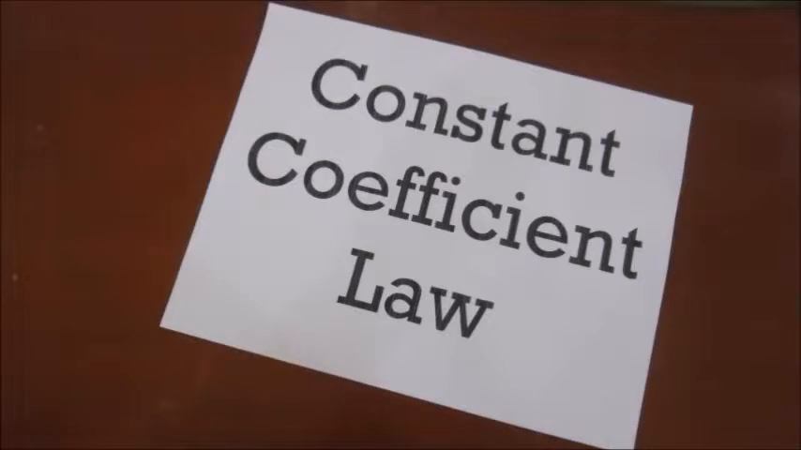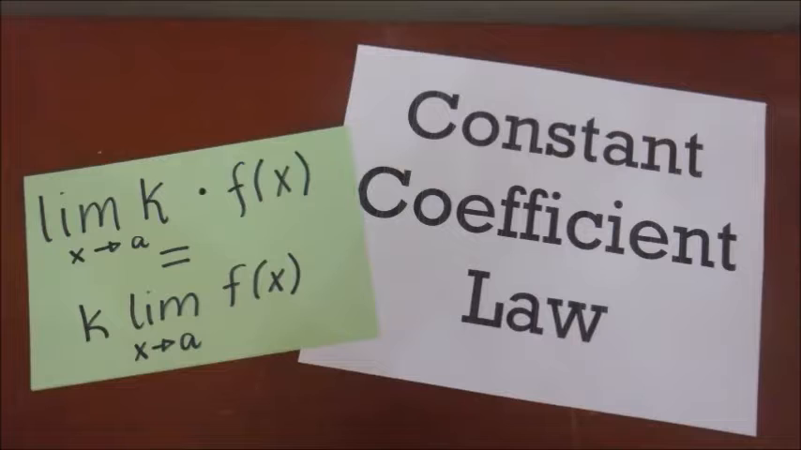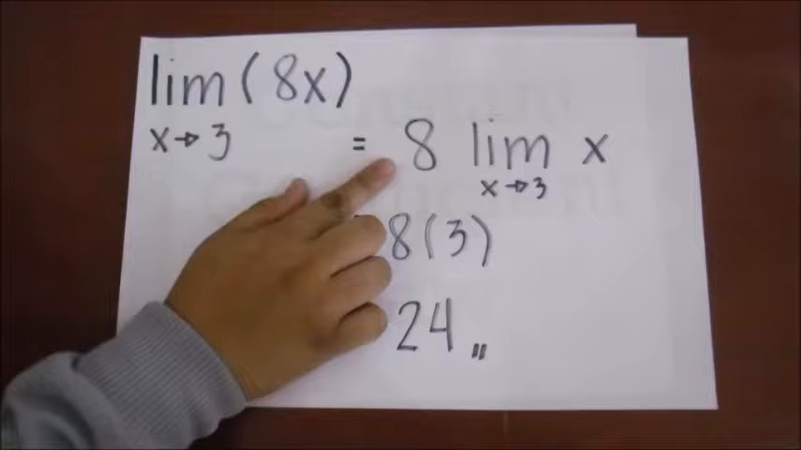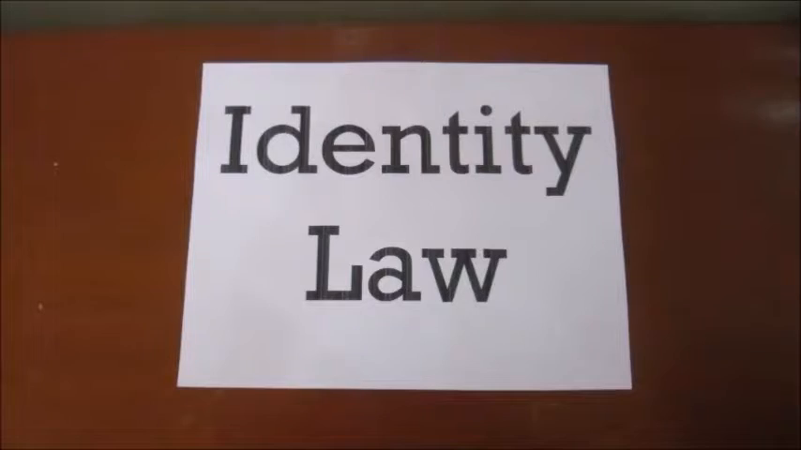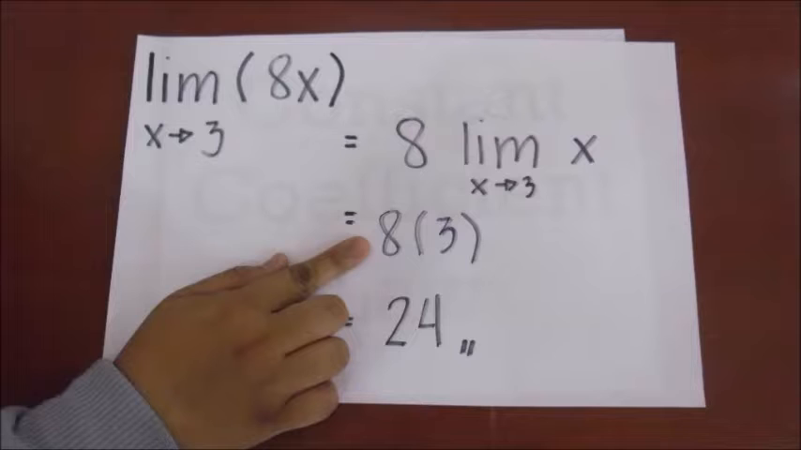Constant coefficient law. If your function has a coefficient, you can take the limit of the function first and then multiply by the coefficient. For example, the limit of 8x as x approaches 3. First, we're going to apply the constant coefficient law, wherein we have to isolate the coefficient first. So, it would be 8 times the limit of x as x approaches 3. Then, we're going to apply the identity law for the limit of x as x approaches 3, so it would be 3. Then, 3 multiplied by the coefficient 8 is equal to 24.